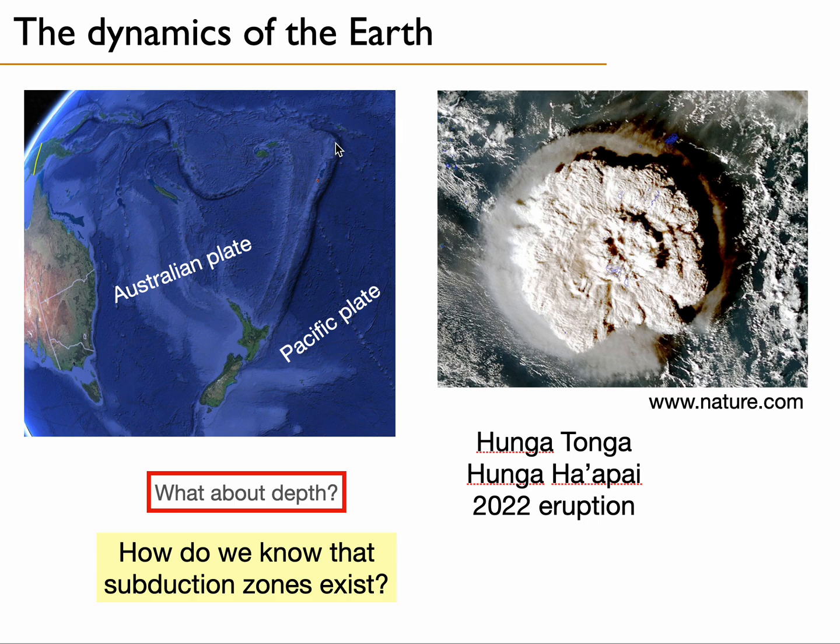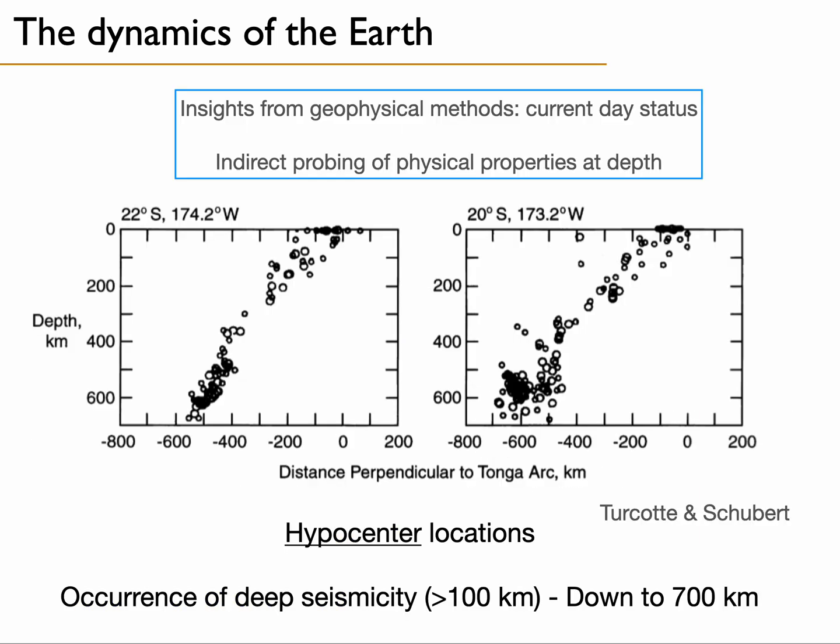So it's subduction volcanism. We've seen a lot of pictures now of surface observation, but what about the depth? And here, since we're talking about a subduction zone and the processes occurring at subduction zone, we may ask, how do we know that subduction zones exist? And there's, of course, a very important role which is played by geophysics. And this comes back to early seismological studies. What you can do with geophysical method, you can probe the current day status in the subsurface.